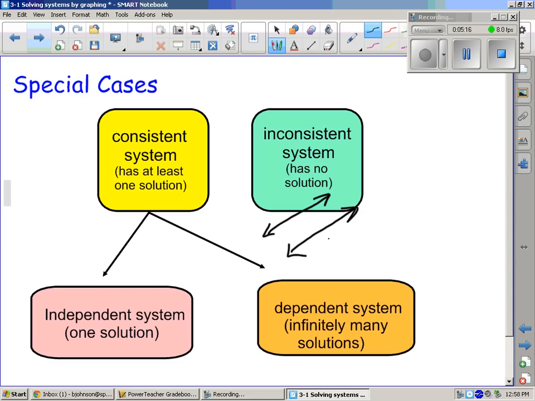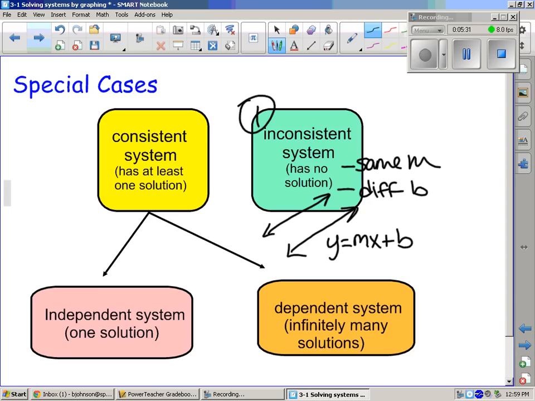So what you're looking for, parallel lines have the same slope, but they would have to have different intercepts. So maybe write yourself a note on there: same slope, but they must have different y-intercepts. So that's one way we're going to categorize systems. No solution, they are inconsistent.